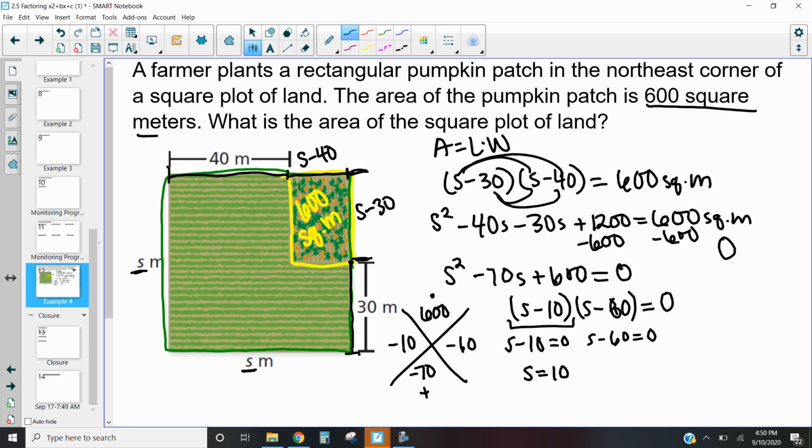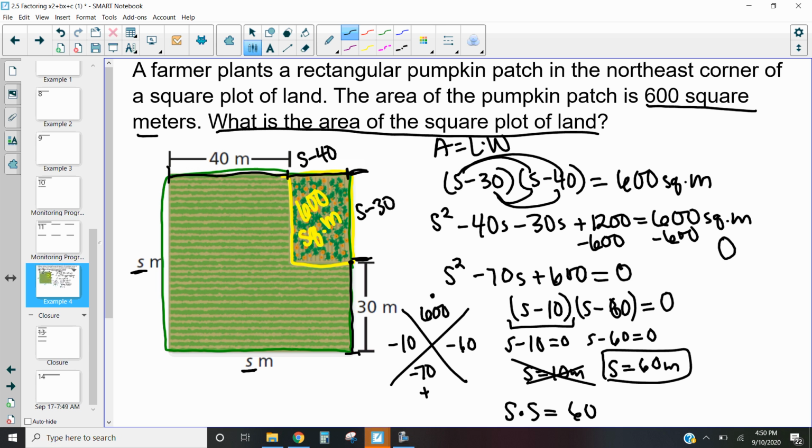Now with my two parts here, I'm going to solve, and that means that S can either equal 10 meters or S equals 60 meters. Now we need to ask ourselves which one makes the most sense. Is it possible for this whole length to be 10 meters if I can take 30 out of it? Of course not. I'm not going to have negative meters. Distance is always positive. So S has to be 60. Therefore, if I want to find the area of that square plot of land, I have to do the length times the width, or 60 times 60, and the area of that is going to be 3,600 square meters.